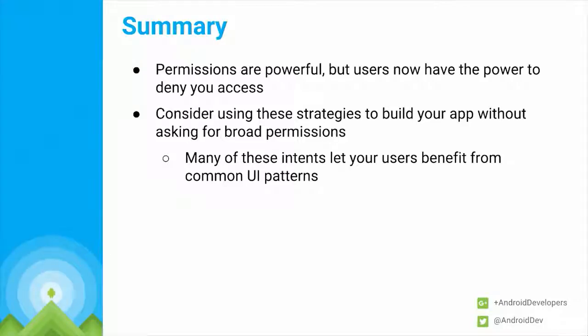So in summary, we talked about how permissions in Marshmallow are much more powerful now, but at the same time, the user has the power to deny us access as developers. They can say no. So what I would say is carefully consider when you're asking for those permissions, and consider using some of these strategies that we just talked about to build your apps without having to ask for those permissions in the first place, in a way that you can still accomplish the goals, build the app that you want to build with the functionality that you need, but without asking for those broad permissions. And finally, we talked about those intent patterns. So the intents where the user is given common familiar UI, so they have a consistent experience and they're able to accomplish whatever they're trying to do faster.